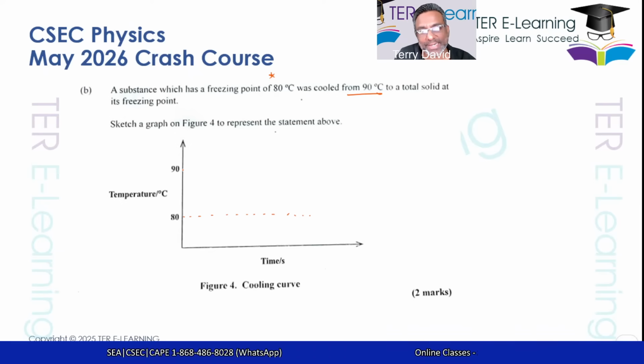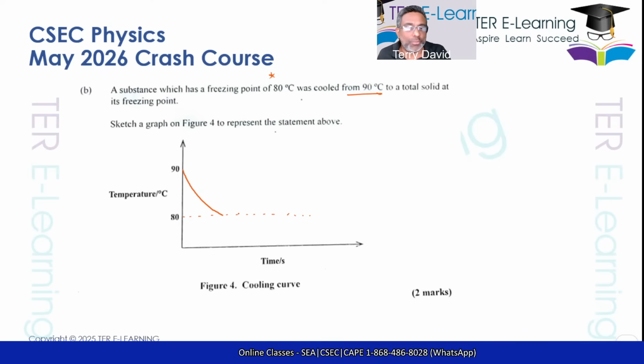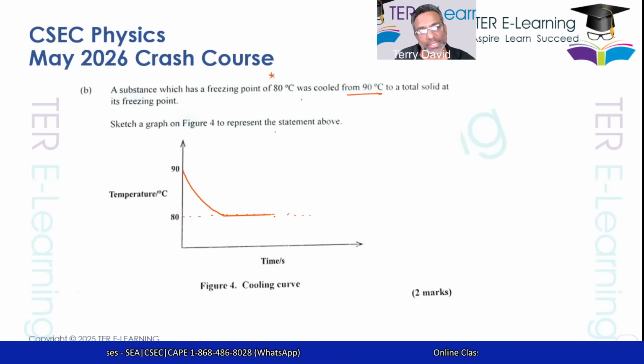So we started off at 90. When you start off at 90, the object's temperature is going to drop. But as soon as the object starts to turn into a solid, you're going to have this flat line section here. And if we continue cooling, you're going to do this. Okay? So this is a typical cooling curve that we are drawing. That's it.